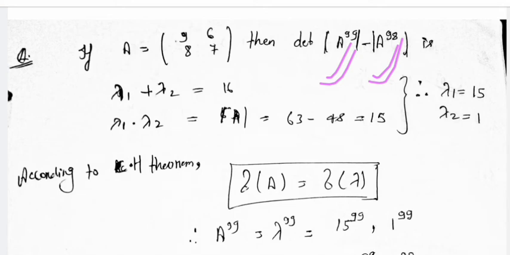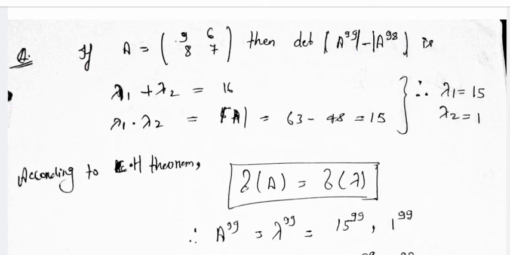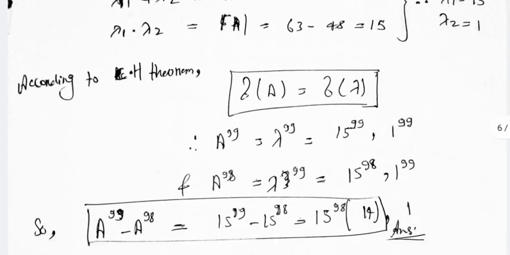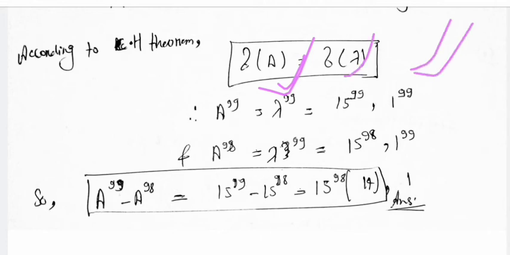Firstly, we use the eigenvalue properties. We know that the sum of the diagonal elements is like this, and the product, which is equal to the determinant, gives us determinant equal to 15. After solving this equation, we get the lambda values, meaning the eigenvalues, are 15 and 1. Now on the basis of these eigenvalues, using the Cayley-Hamilton theorem, we know A is equal to lambda, where A is given like A to the power of 99, which means we can easily say lambda to the power of 99, that is 15 to the power of 99 and 1 to the power of 99. Okay, this is correct.